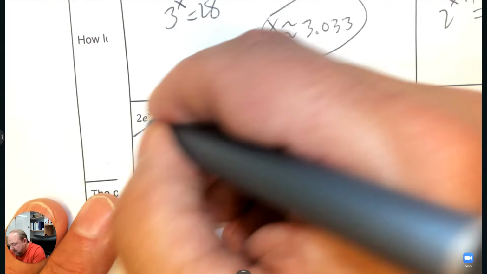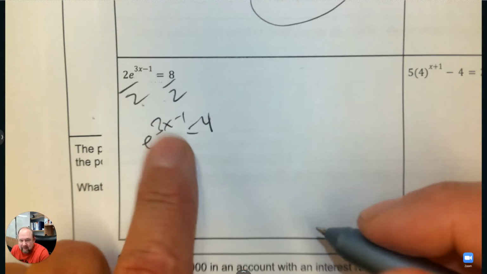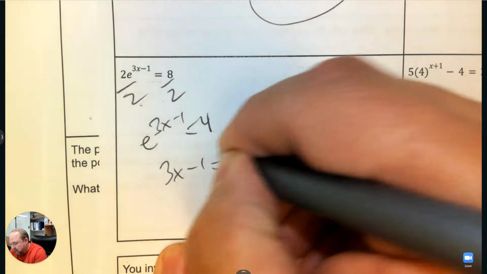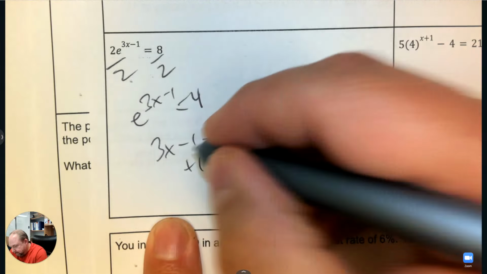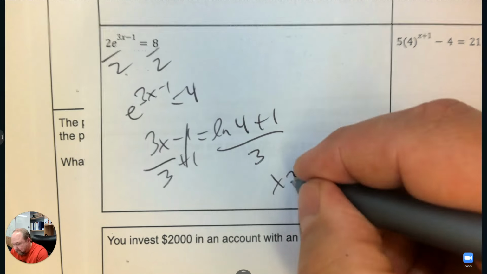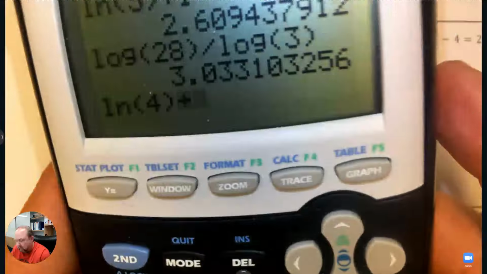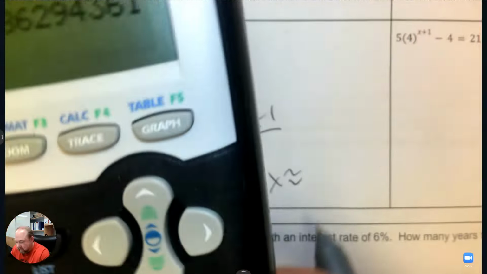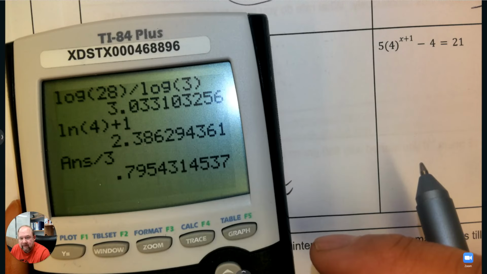The next one, divide by 2. You should try this one. So you should press pause sometime. Can you write this as a logarithm and solve it? So that's 3x minus 1 equals ln 4. Add 1. Divide by 3. And then put that in the calculator. So I'm going to go ln 4 plus 1. Get an answer. And then divide by 3. So I got 0.795.